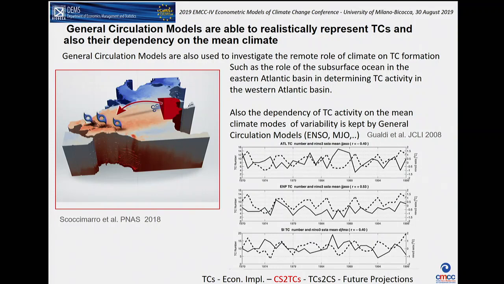For instance, recently we also found a relationship between the subsurface in the eastern part of the Atlantic and the genesis of tropical cyclones in the main development region in the Atlantic basin. The description of this process has been possible thanks to general circulation models, because thanks to them we can have sufficiently high frequency data to investigate both the atmosphere and the ocean, to provide us the information to better understand the mechanisms behind this sort of teleconnection shown here.